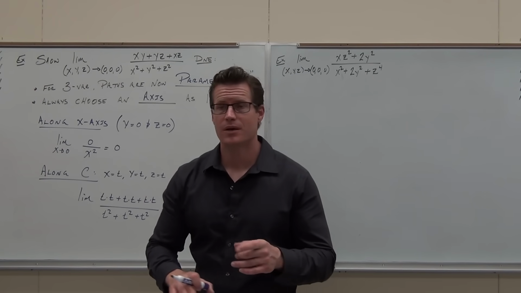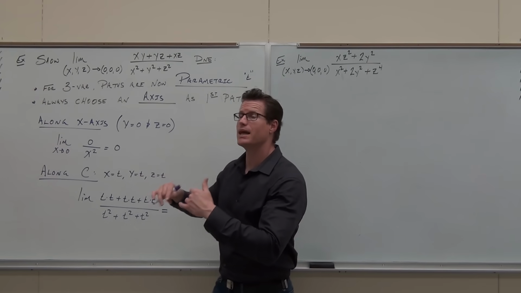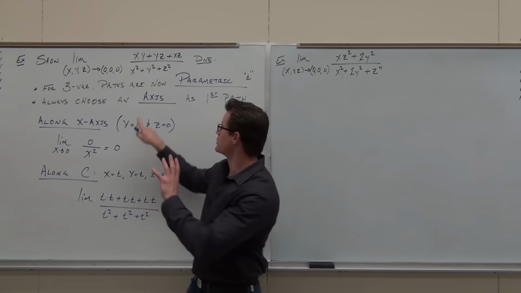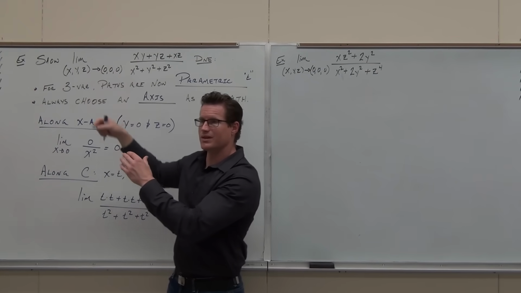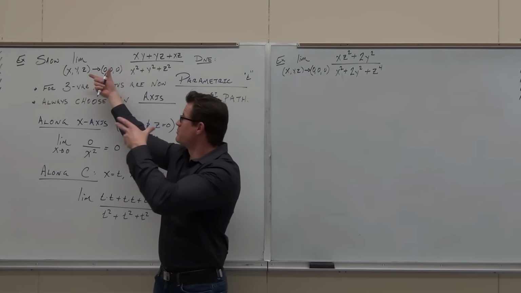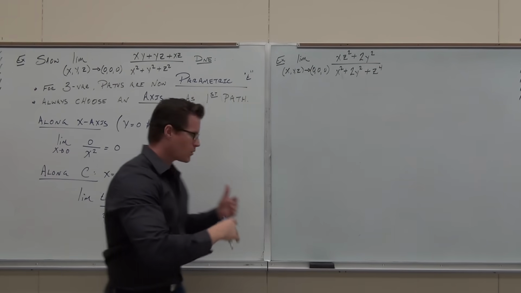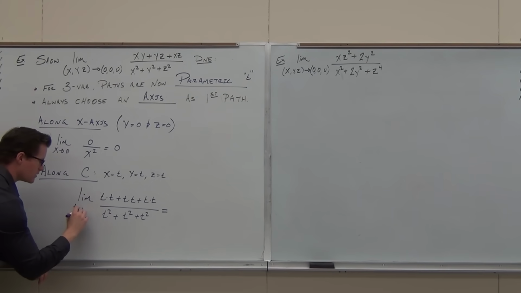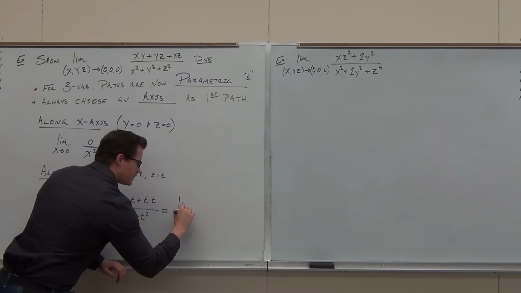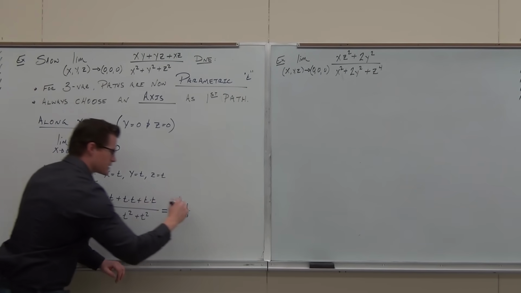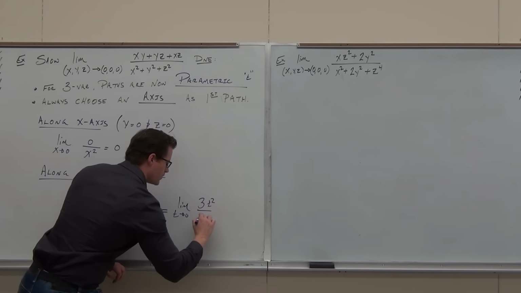Not 0, 0, 0. Because if we watch carefully, if we let t approach 0, x and y and z also approach 0. So letting t approach 0 lets the point approach 0, 0, 0. Does that make sense? So just gotta watch that sort of stuff. So t is approaching 0. So that's the limit as t approaches 0 of 3t squared over 3t squared.